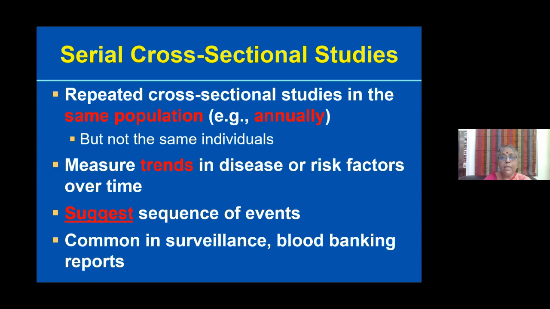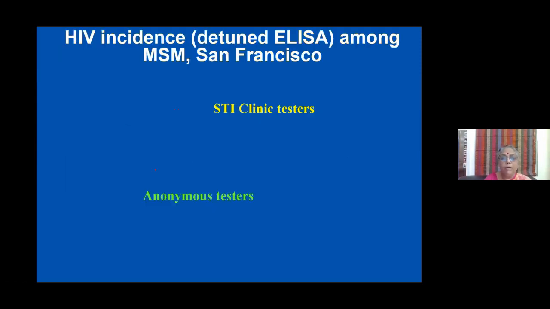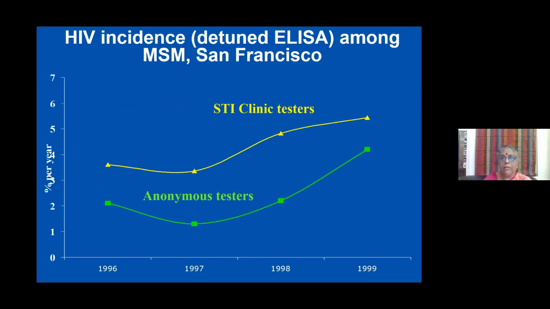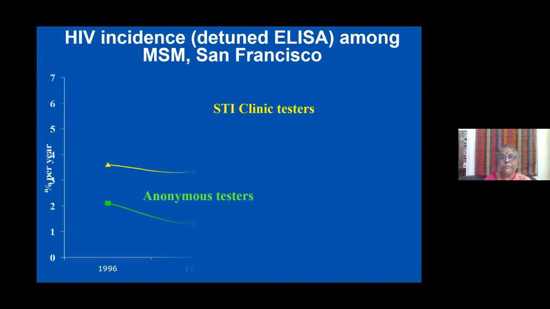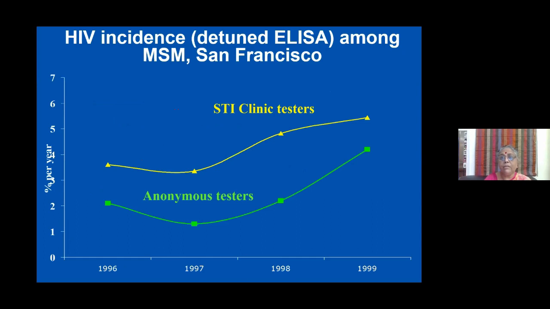So this example shows us that we have studied this population. There are two groups. One is of anonymous testers and the other is of the STI clinic attenders in 96, 97, 98 and 99. And what do we see? That the incidence rates of HIV among these two is rising over this period, showing us the trends.